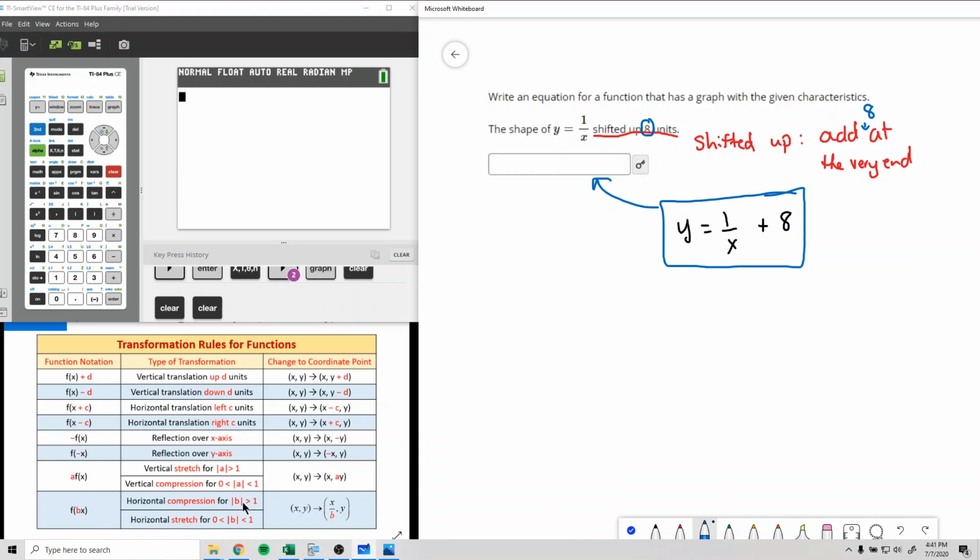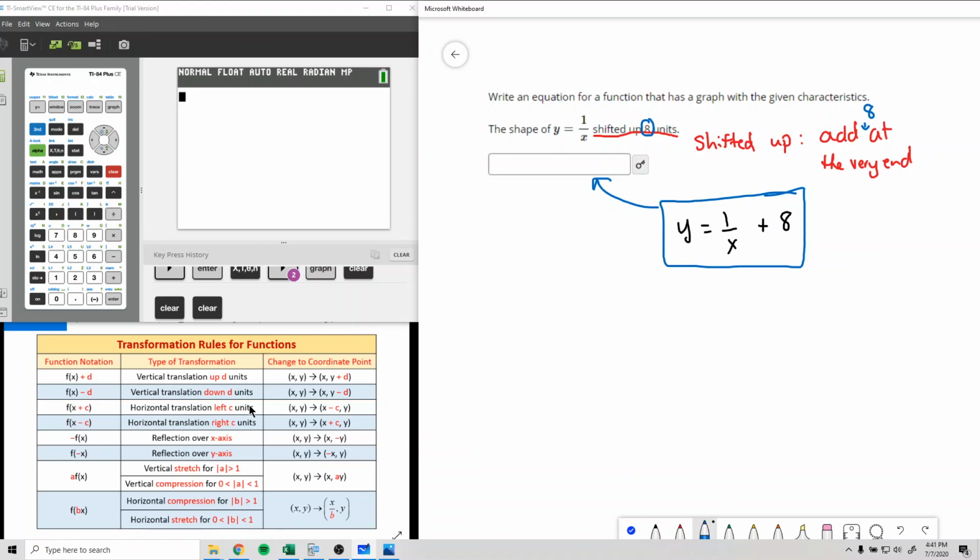Now, one thing to remember is that you will not have this cheat sheet on your tests, so you have to try to remember it some way. And I'll talk about that very briefly right now. The translations up and down are add and subtract at the end.